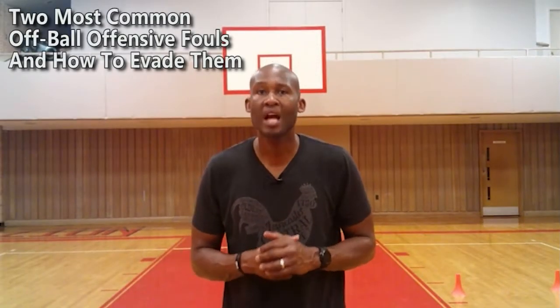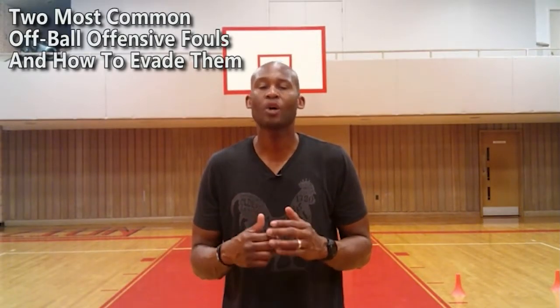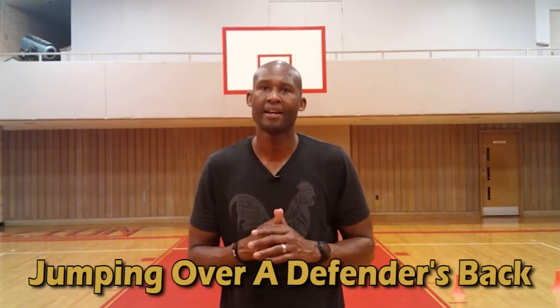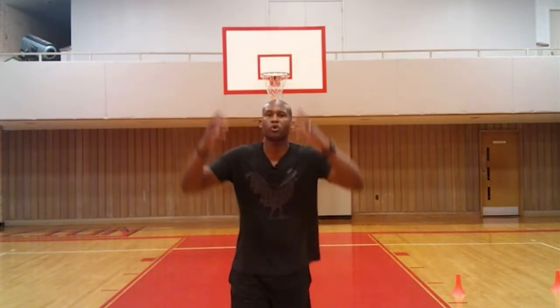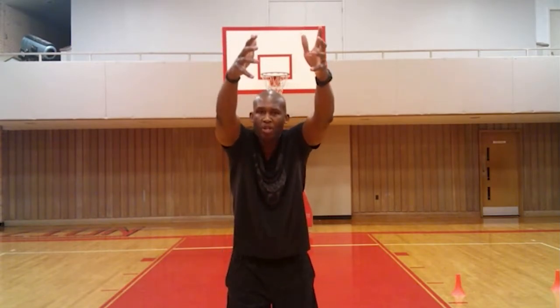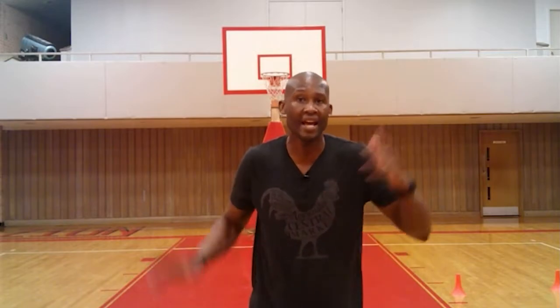Now let me tell you the 2 most common off-ball offensive fouls and how to evade them. First, jumping over a defender's back. It's actually when a defender has great space of boxing out. This is the defender, here I am behind them, and if I'm lazy or I'm stuck next to them, I'm trying to jump up with athleticism and reach over their body. That's one of the most common fouls I always see, and I know I did it a lot when I was on offense, jumping over a defender's back.